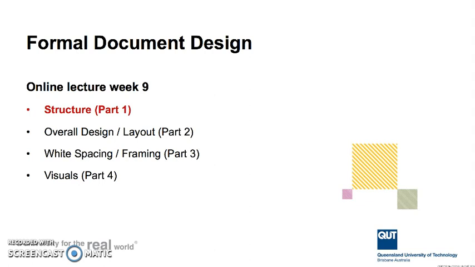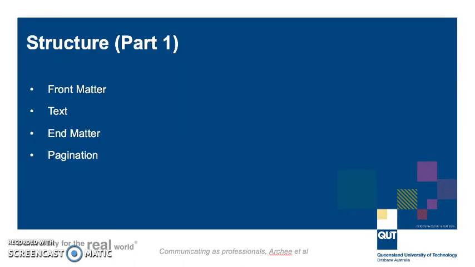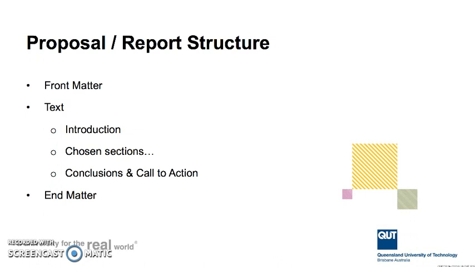This first one is on overall structure of a professional document. A proposal or a report is broken up into 3 parts: the front matter, the actual body or text, and also the end matter.